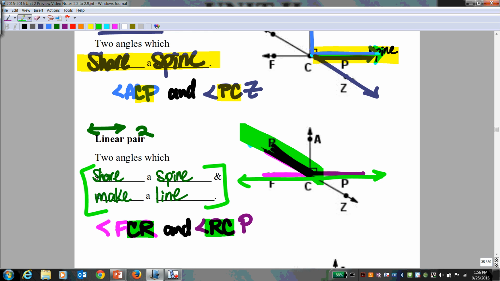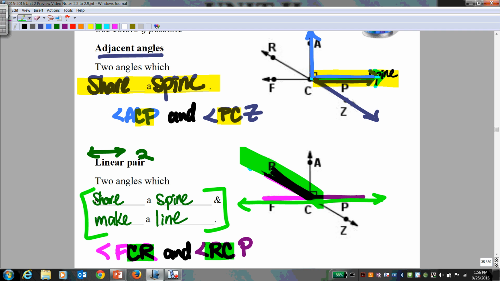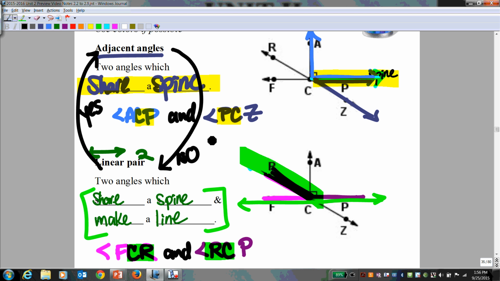Watch carefully, because I'm going to say this twice, and we're going to talk about this more in class. All linear pairs are automatically adjacent, but not all adjacent angles are linear pairs. All linear pairs, by definition, are adjacent, but not all adjacent angles are linear pairs.